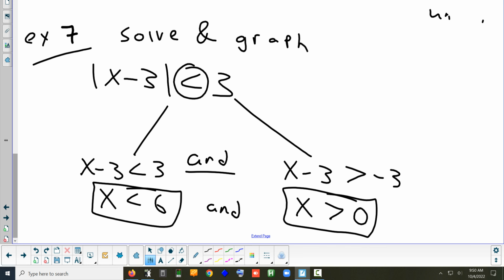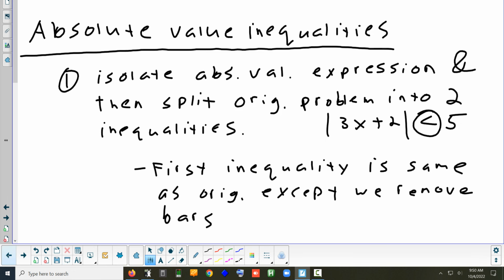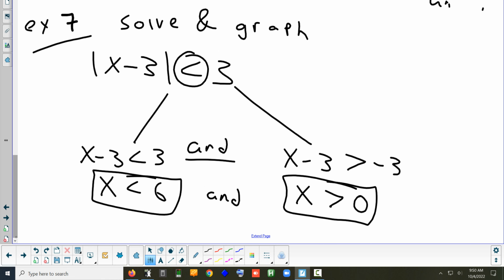So this was an and. The one that we skipped was an or, but you can do it the same way. Just break it up and put the word or, but we can go over one like that tomorrow if we need to. Any questions on example 7? All right.